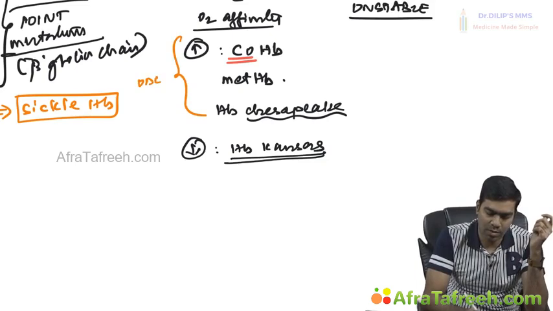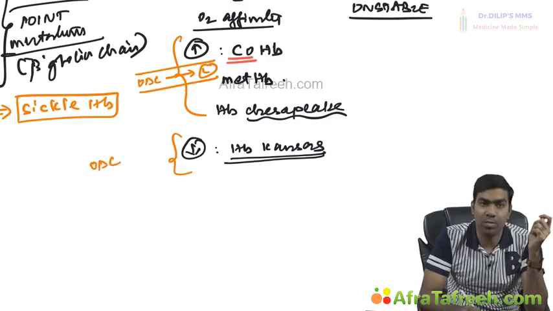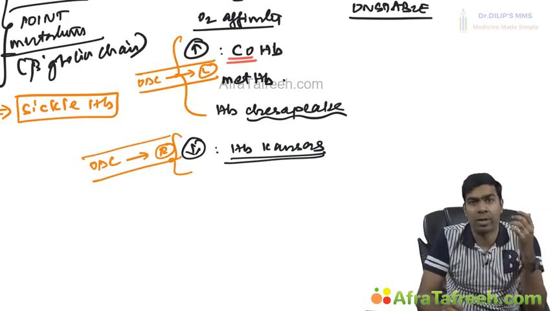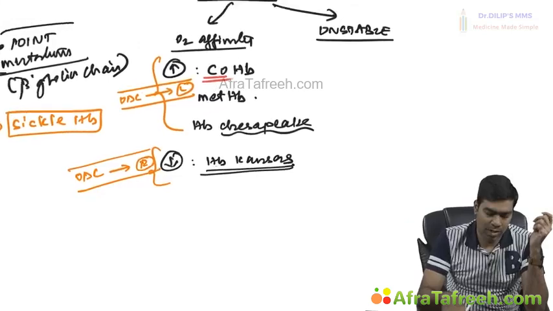the ODC will shift towards the left. Whenever you have reduced oxygen affinity, the oxygen hemoglobin dissociation curve is going to get shifted towards the right. So this is what is going to happen. Similarly, you have a lot of unstable hemoglobins also.